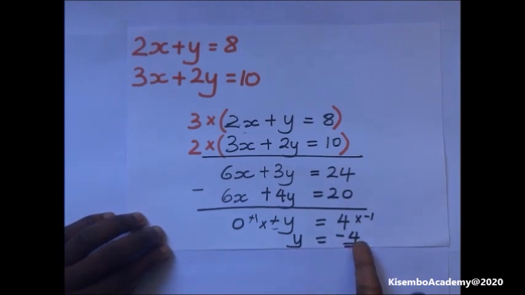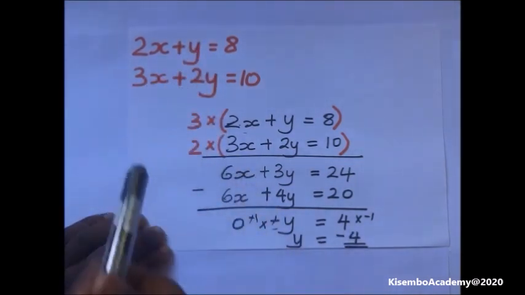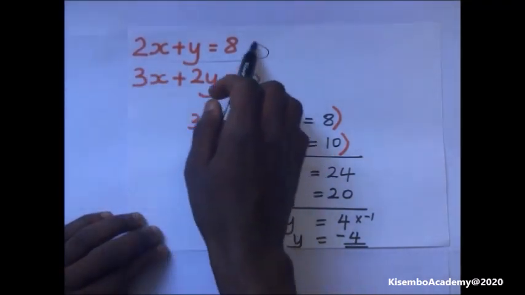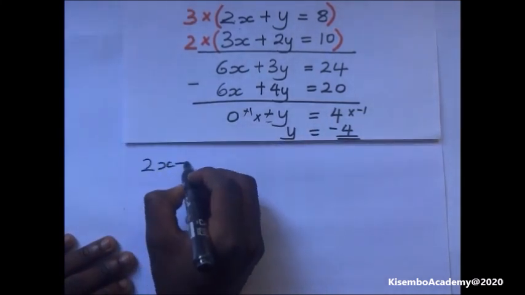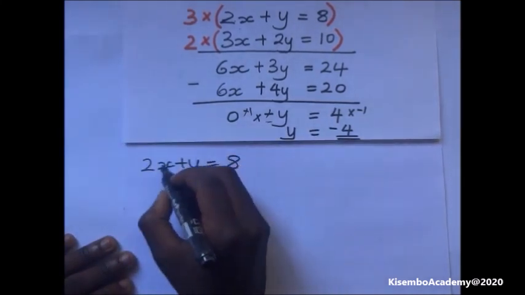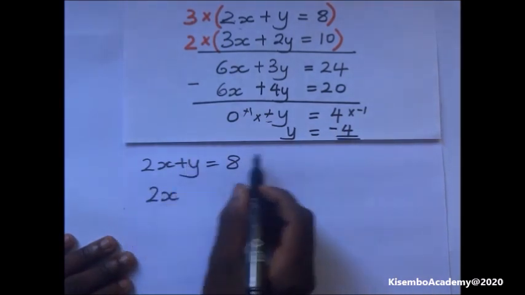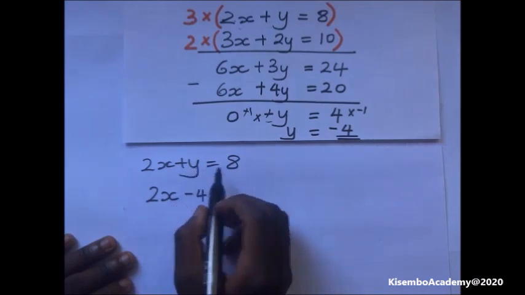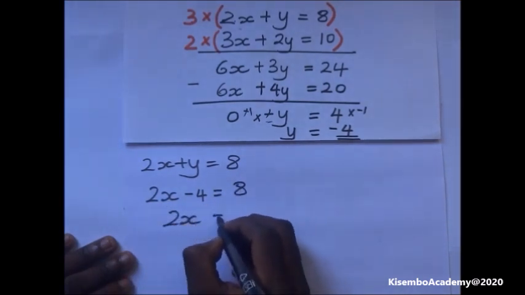After getting our value of y as negative 4, we shall just go back and substitute this value of y in any of these equations so that we are able to get the value of x. So let's substitute this negative 4 in our first equation. So in our first equation, it's saying 2x plus y is equal to 8. So it's going to become 2x, y is negative 4, so it's going to become minus 4, is equal to 8. So this is going to become 2x, giving us 8 plus 4.